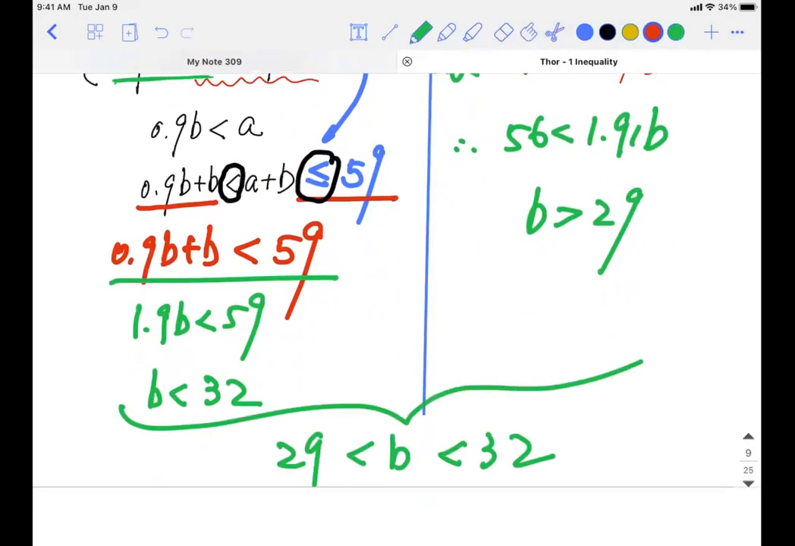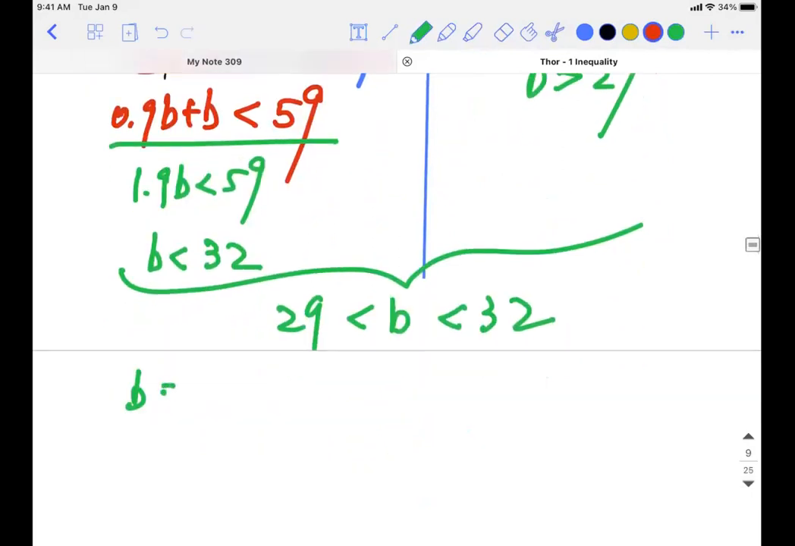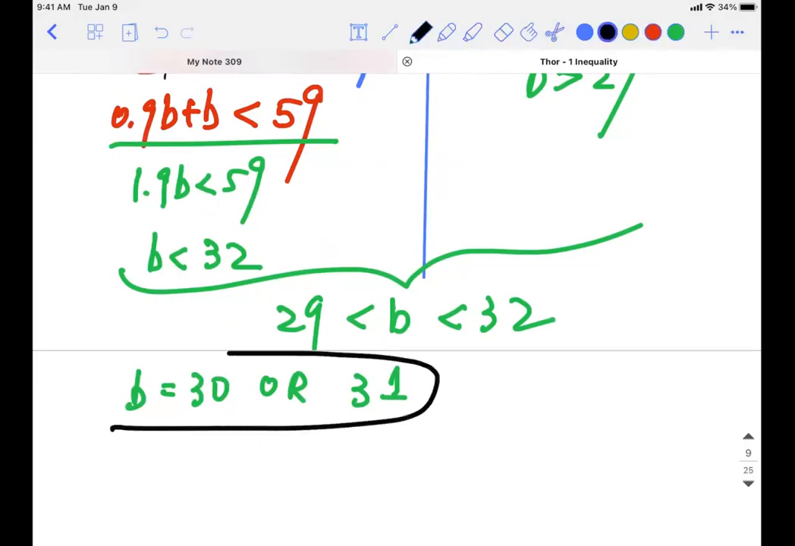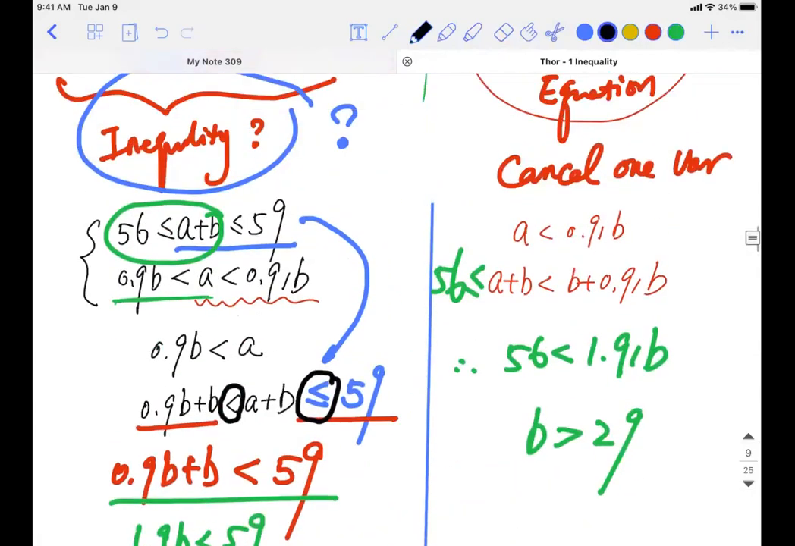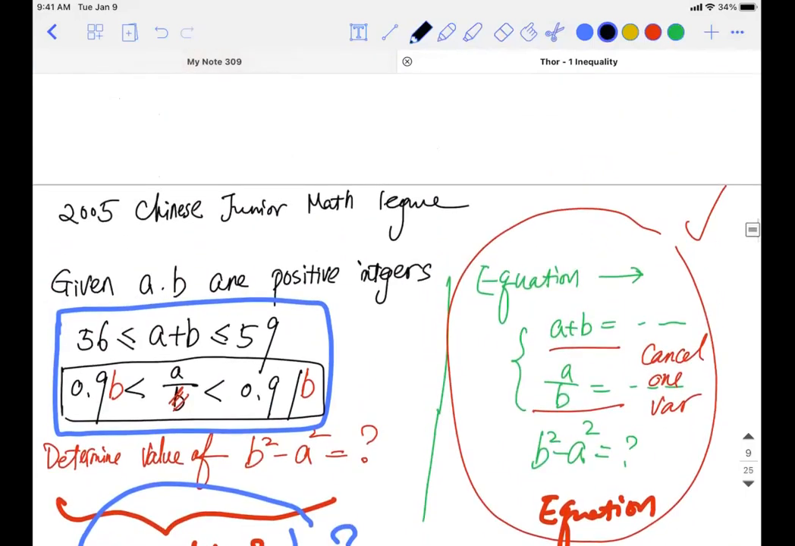So that being said, you don't have too many options for b, right? b can only be 30 or 31. Okay, but is it possible that every time a is correct? So basically you'll be able to find a value for a, right? You get a value for b. As long as you get a value for b, we need to determine the value for a, right? I need to have a and b together in order to find out my value for b squared minus a squared. How can I get a value for a?